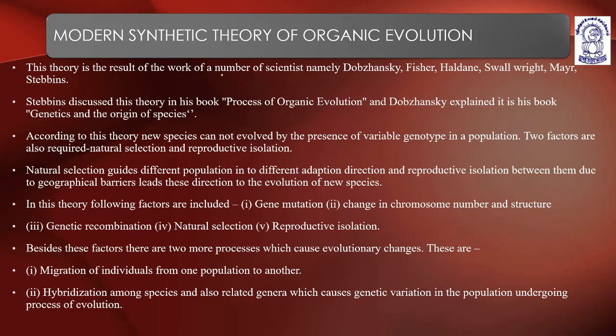This theory is the result of the framework of a number of scientists, namely Dobzhansky, Fisher, Haldane, Sewall Wright, Mayr, and Stebbins. Stebbins discussed his theory in his book Process of Organic Evolution, and Dobzhansky explained in his book Genetics and the Origin of Species.